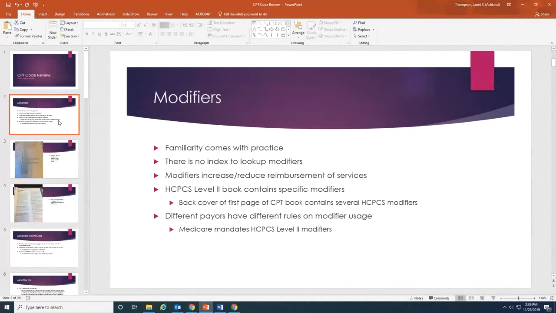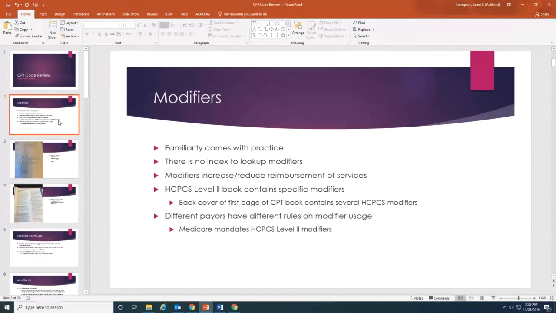The only familiarity we get with this comes from practice. There's no index to look up these modifiers like we have when we look up our ICD-10 or CPT codes. Every payer or insurance company can be different as to what kind of modifiers they will accept. Medicare sets the standard for a lot of insurers, but that is something to consider. There are several ways to go about doing these modifiers, and we're just going to get knowledge of this through practice. So I wouldn't stress about knowing when to apply modifiers, when it's correct, when it's not correct. We're definitely going to be practicing on this.